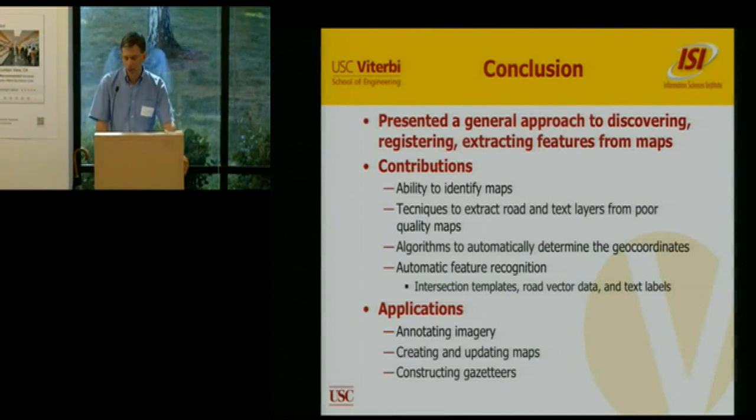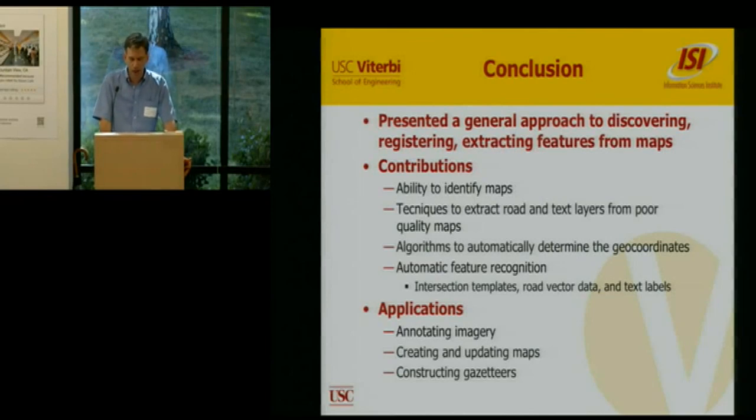There's lots of applications of this kind of work. One obvious thing is simply annotating imagery. If you're just looking at an image of an area, you may not really know what you're looking at. But if you can bring maps in automatically and overlay them on top of the image, then you can use that to automatically give you context and understand the actual imagery.